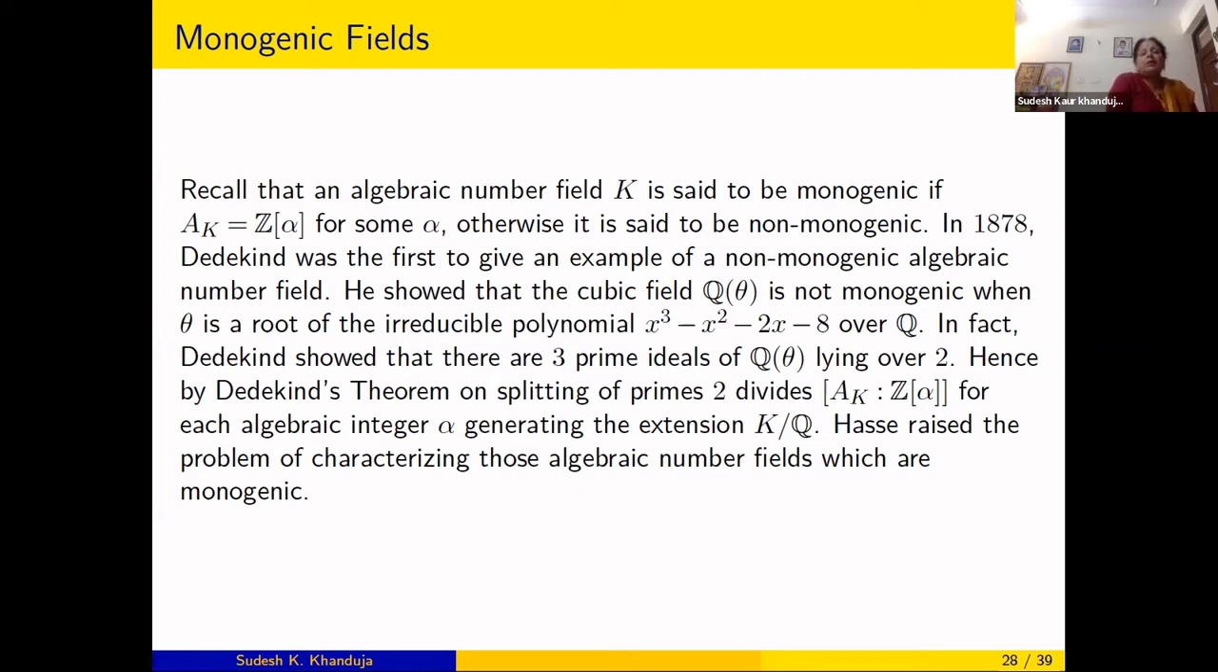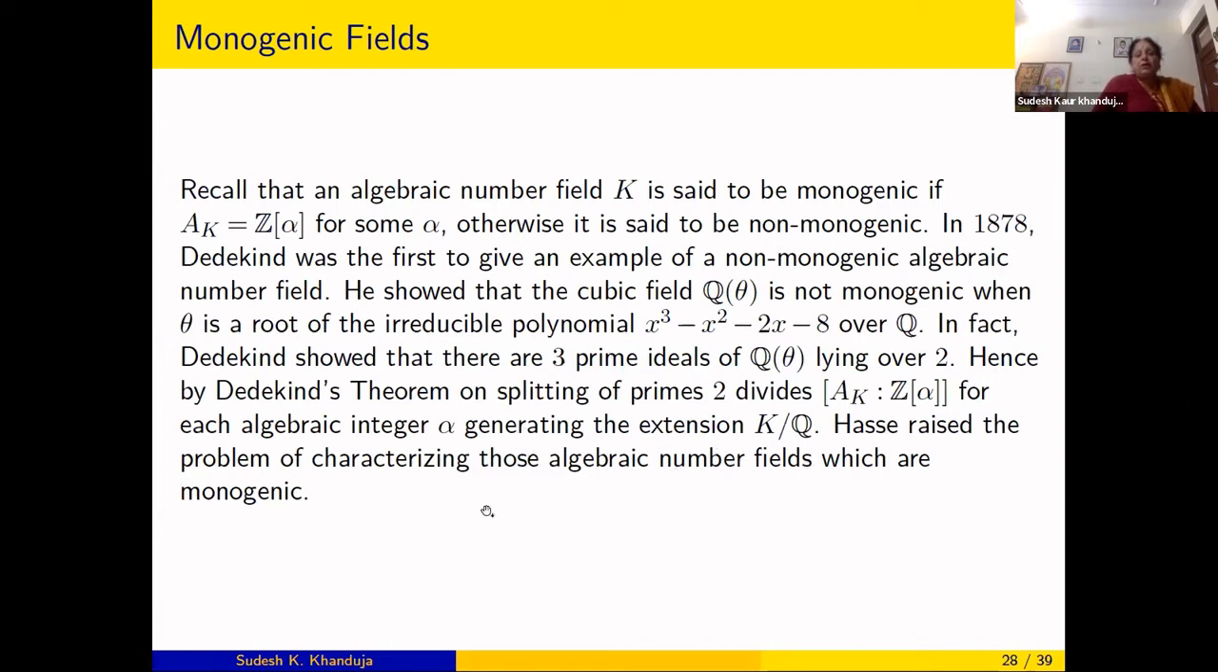He showed that the cubic field Q(theta) is not monogenic, where theta is a root of the irreducible polynomial x^3 - x^2 - 2x - 8 over Q. Dedekind in fact showed that there are three prime ideals of Q(theta) lying over the prime number 2. So by Dedekind's theorem on splitting of primes, the number 2 must divide the index [A_K : Z[alpha]] for each algebraic integer alpha generating the extension K over Q. And therefore this is not monogenic. This example works.